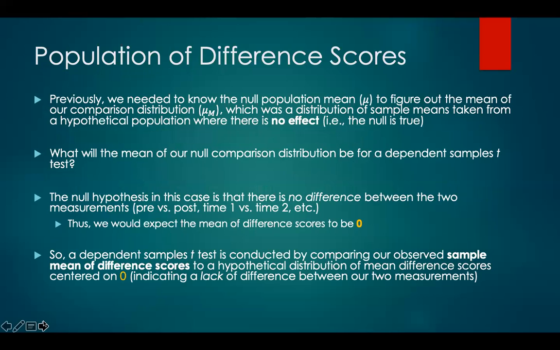So previously we needed to know the null population mean to figure out the mean of our comparison distribution, mu of M, which was a distribution of sample means taken from a hypothetical population where there is no effect, or in other words, the null hypothesis is true.